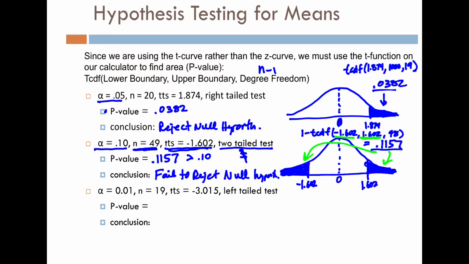For our last one, alpha is equal to 0.01, n is equal to 19, and my t-test statistic is negative 3.015, and it's a left-tailed test. So in this case, we're pretty far to the left. Okay, that was awful. That doesn't even look like a normal curve. Let's try that again.